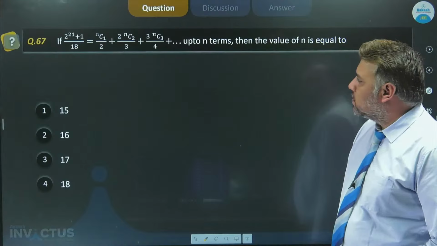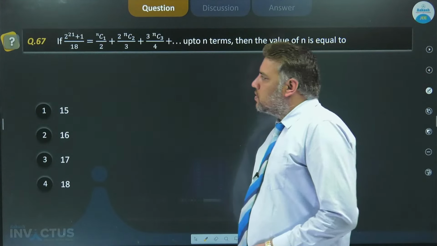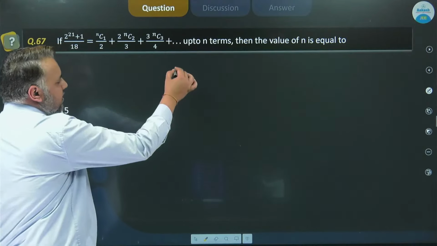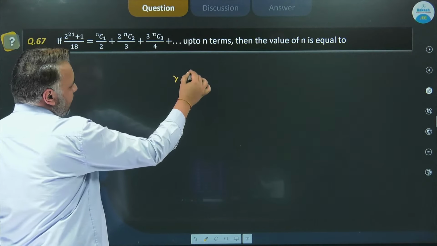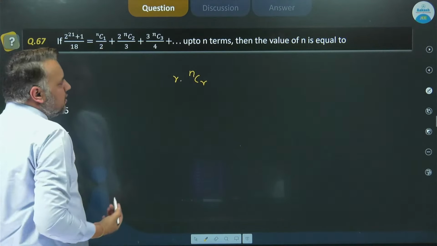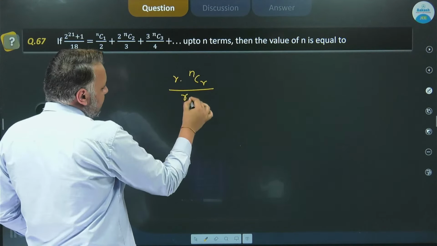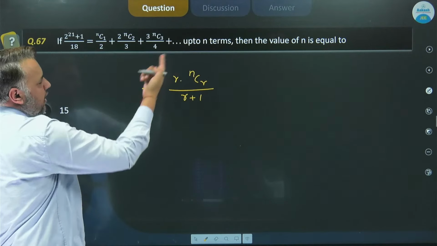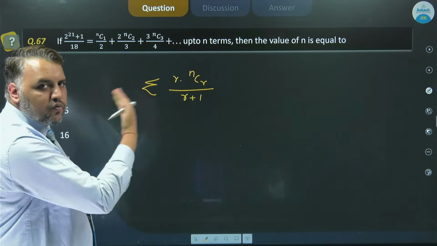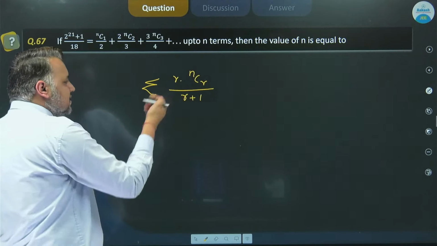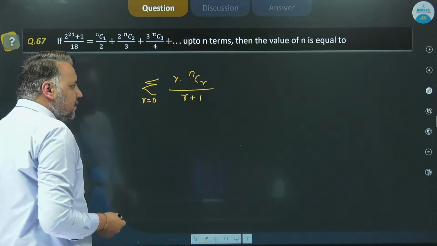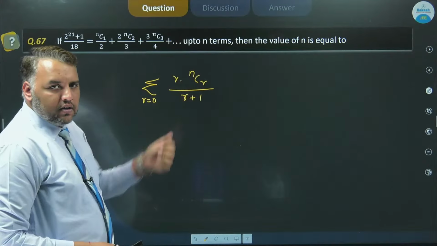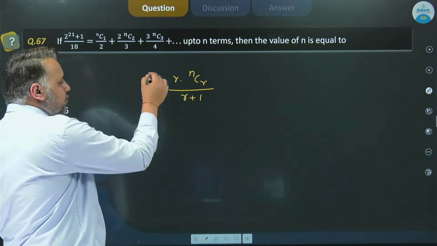Moving on to the next question. This is a simple question based on the binomial series. If we write the general term here, then the general term is actually R NCR. You can observe the numerator, and in the denominator we have written R plus 1. Now the summation starts from R is equal to 1 up to n terms. But if we start this summation from R is equal to 0 also, then I don't think there will be some problem, because at R is equal to 0, the value is 0 only. Okay? So we can start it from R is equal to 0 to n.